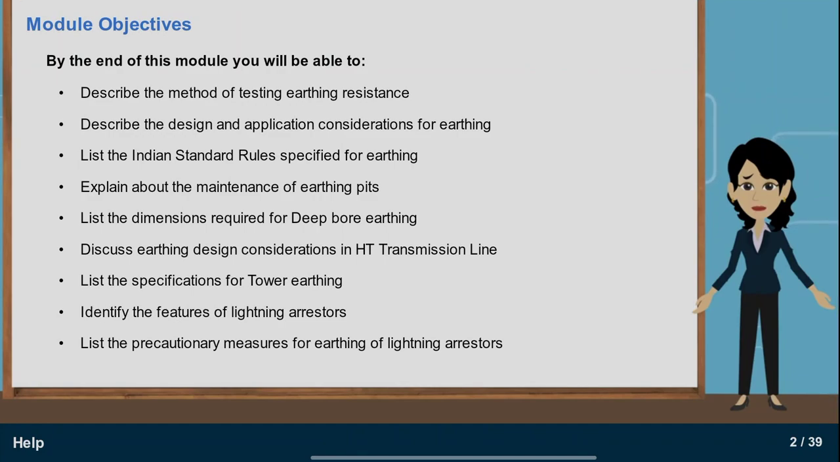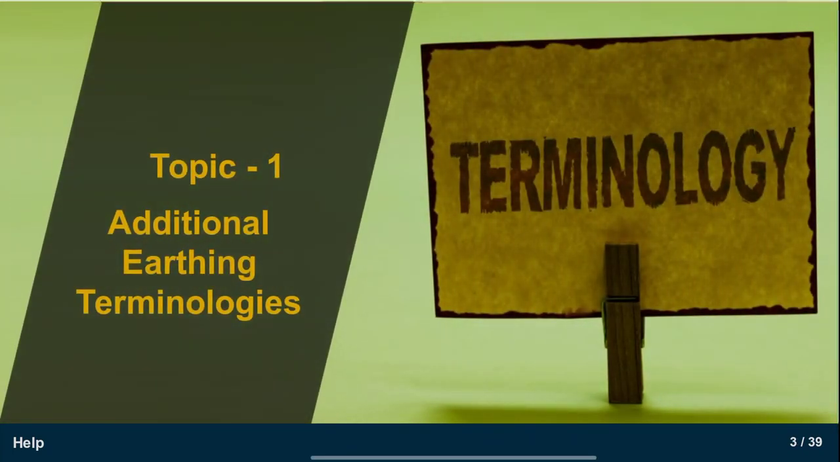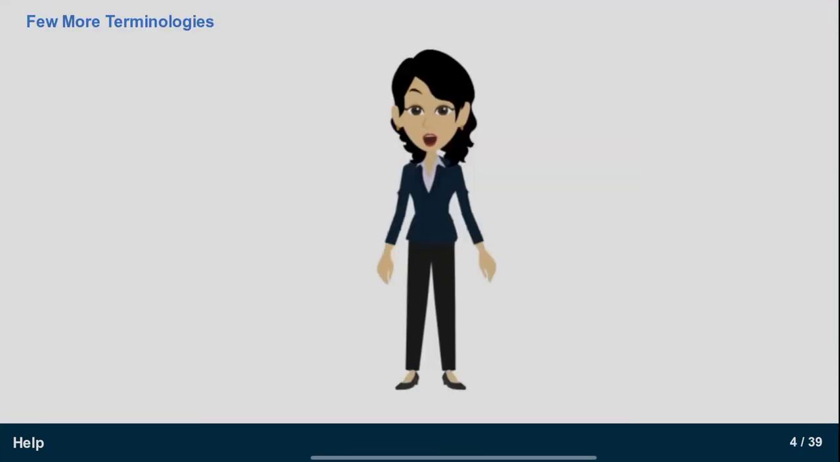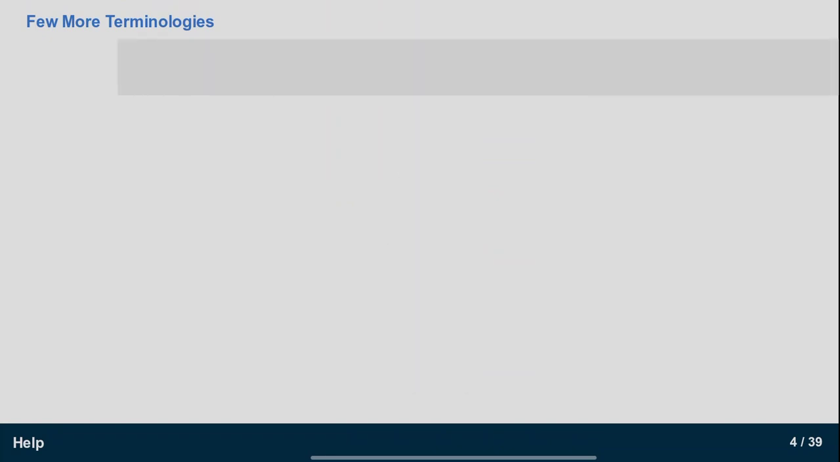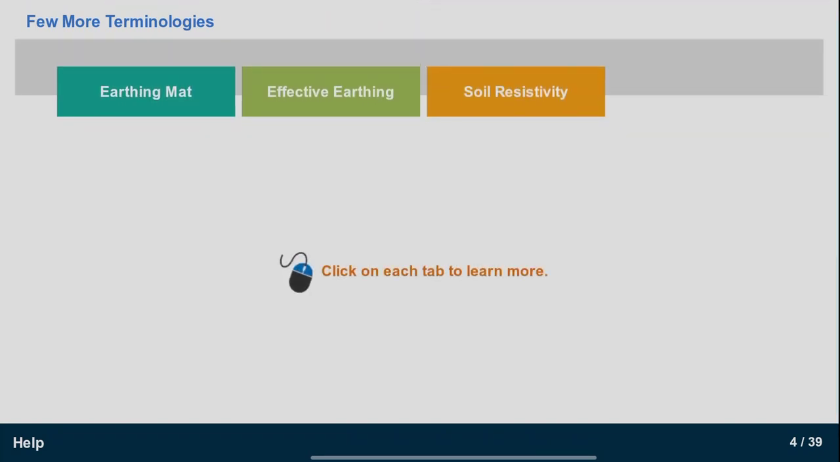So, let us get started with the first topic. We have already learned some terms associated with earthing in the first module. Here are a few more. Click on each tab to learn about them.